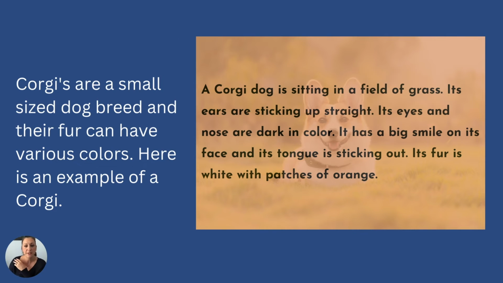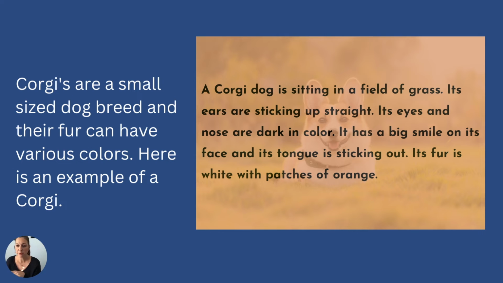A corgi dog is sitting in a field of grass. Its ears are sticking up straight. Its eyes and nose are dark in color. It has a big smile on its face and its tongue is sticking out. Its fur is white with patches of orange. Okay, so taking into account the context and the text that's nearby this image, that's what I would write.